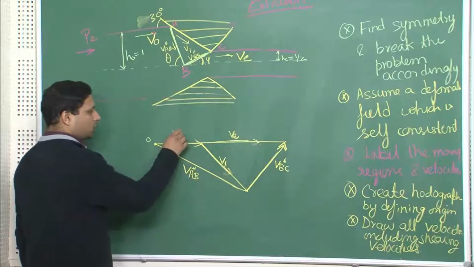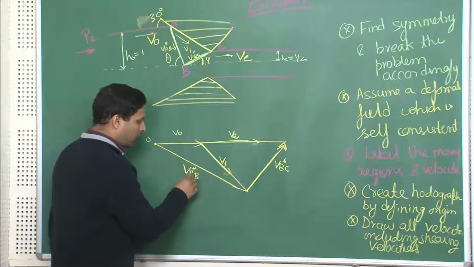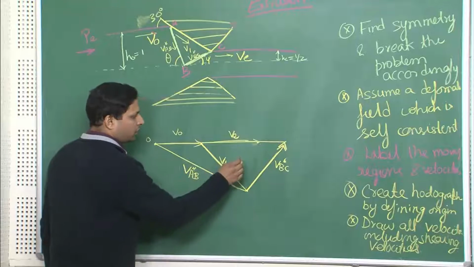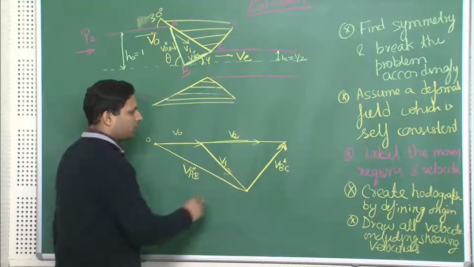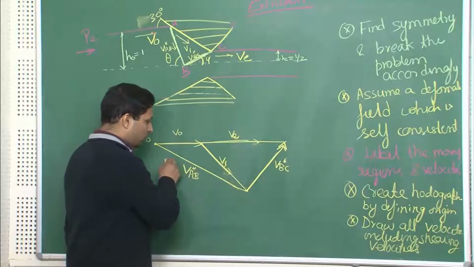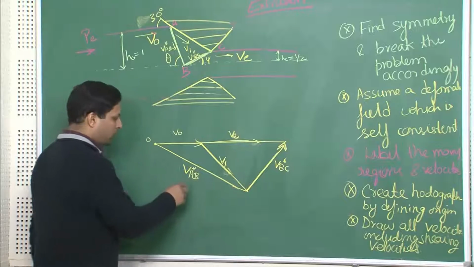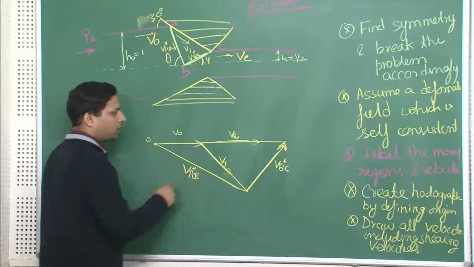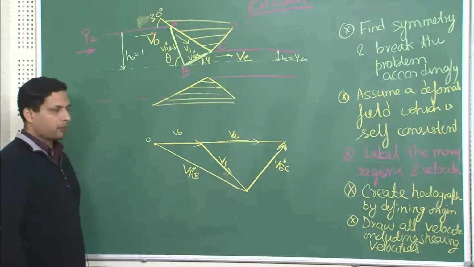So, now by just knowing V0 and from the geometry, we were able to get the orientation of V1, VAB, VBC and VE. We are now also in a position to get the magnitude of these internal velocities as well as some of these other velocities, including VE.